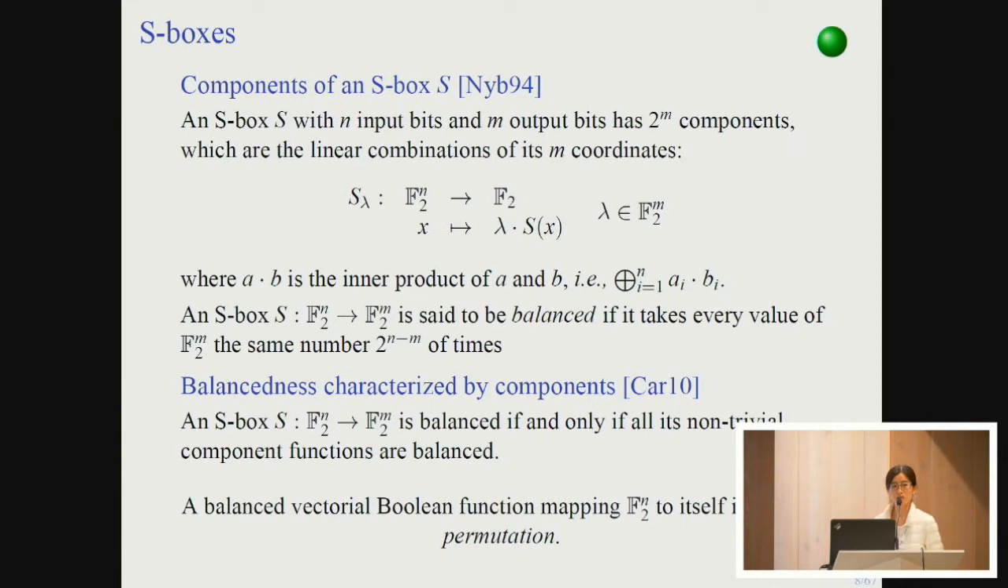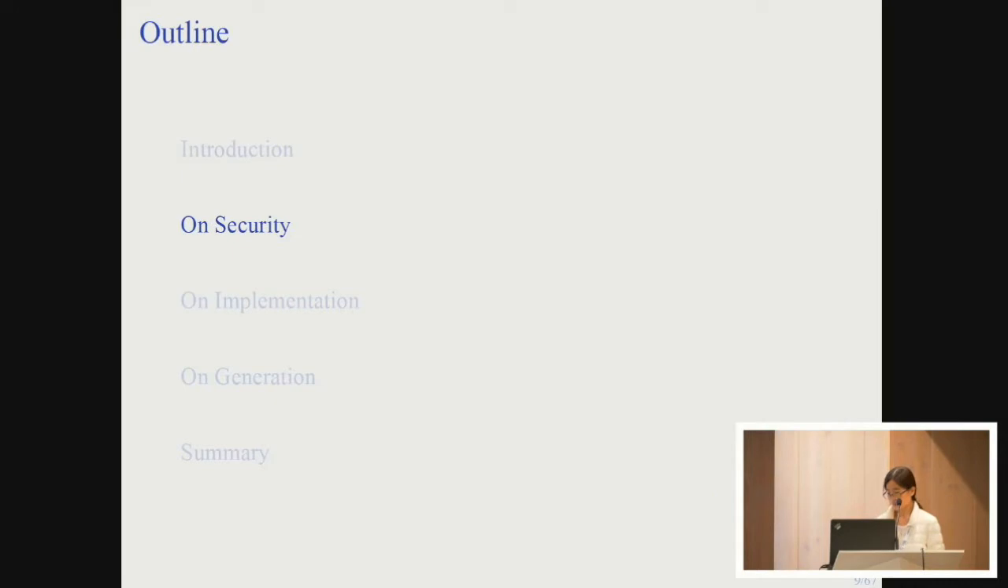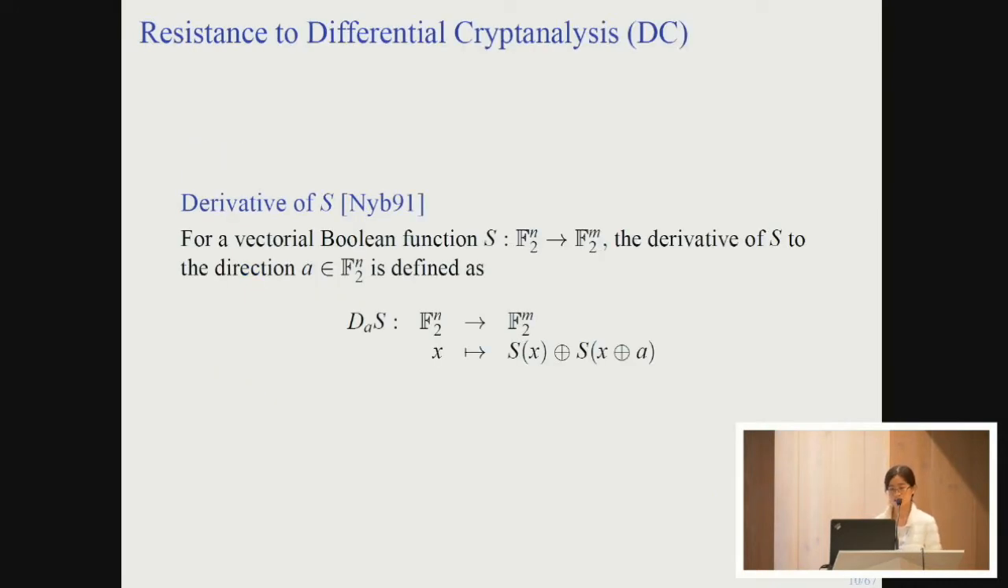We want to distinguish between the coordinates and the components of the S-box, because some properties can only be defined using the components. The components are the linear combinations of the coordinates. We say an S-box is balanced if it takes every value the same number of times. So if all of the components are balanced, the S-box is balanced. Balanced S-boxes mapping n bits to n bits are of particular interest. They are the permutations.